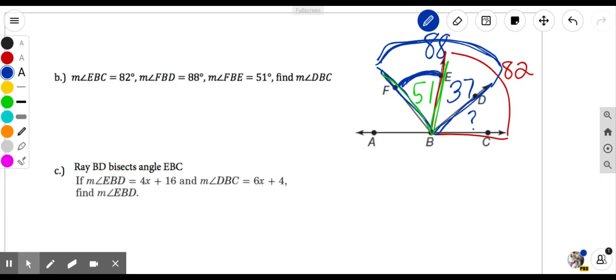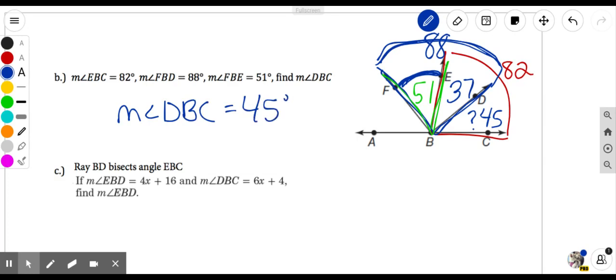Now we just have to do 82 minus 37. That will give us the last piece. So it's going to be 45. So the measure of angle DBC is 45 degrees.